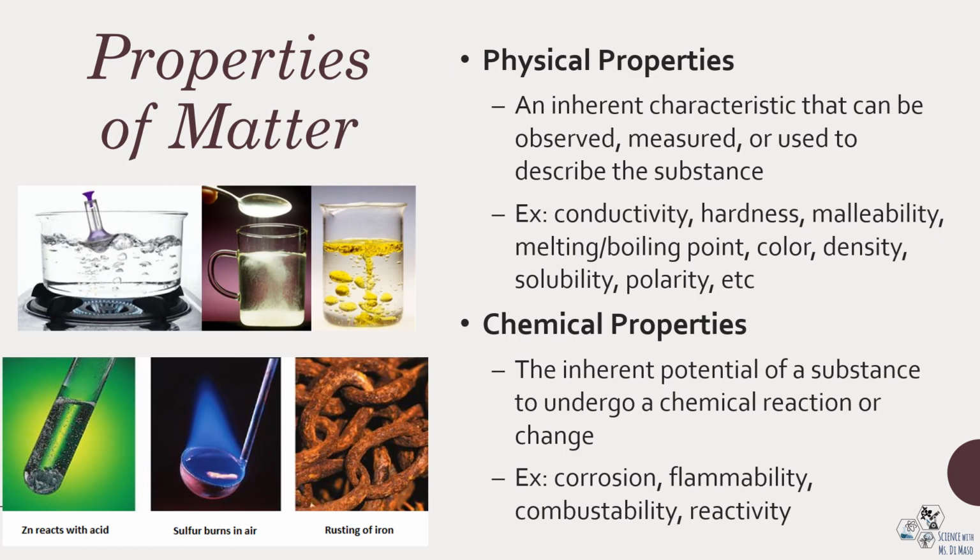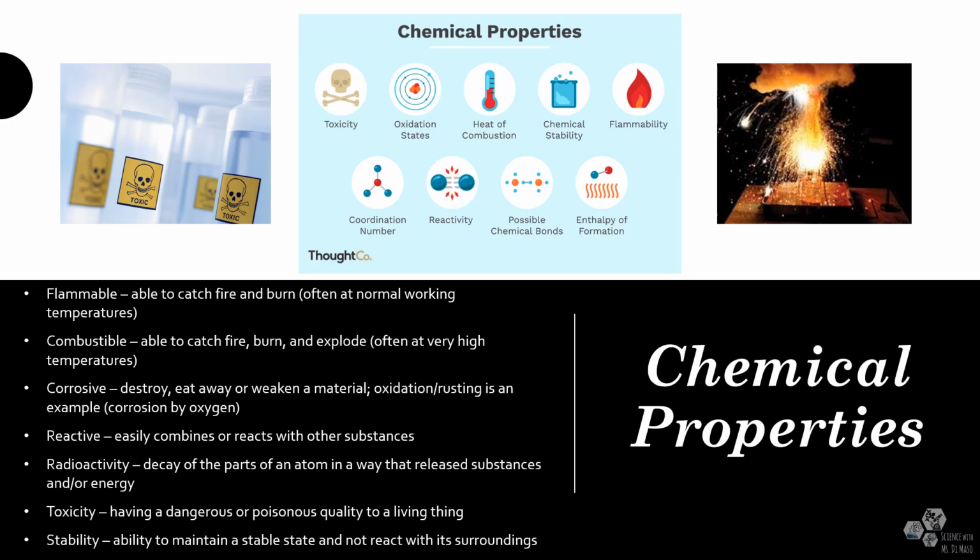So a chemical property is, like I said, the inherent potential of a substance to undergo a chemical change. So let's actually get into what that looks like now. Some chemical properties: is the substance flammable, meaning can it catch fire and burn? Is it combustible? Now, flammable and combustible kind of seem like they're interchangeable. Combustible, we tend to use more in terms of explosion. In industry, they say flammable means we're at normal temperatures and it can catch fire easily, whereas combustible means it has to be really, really high temperatures.